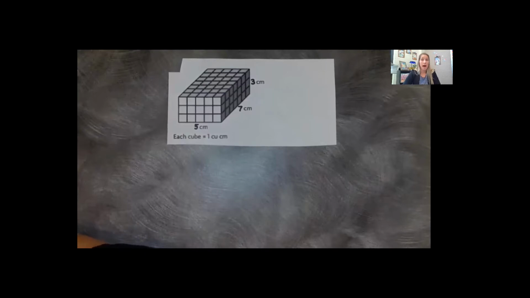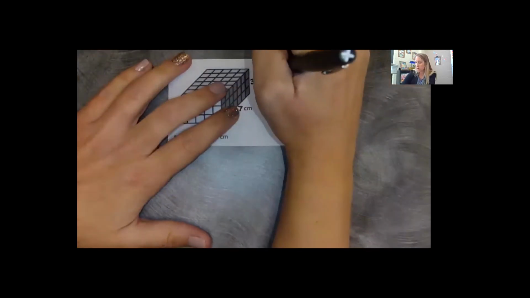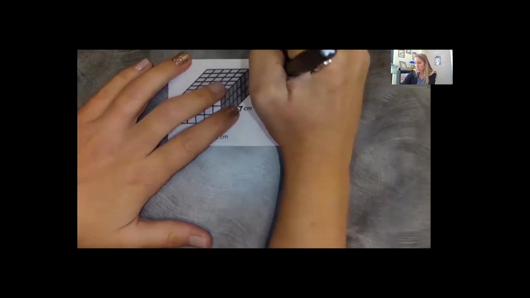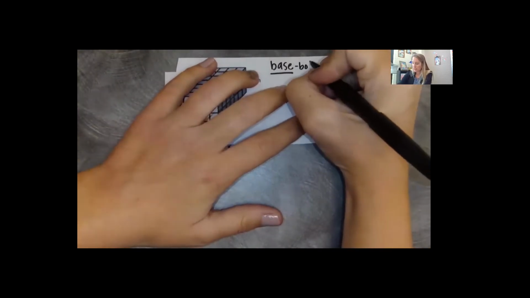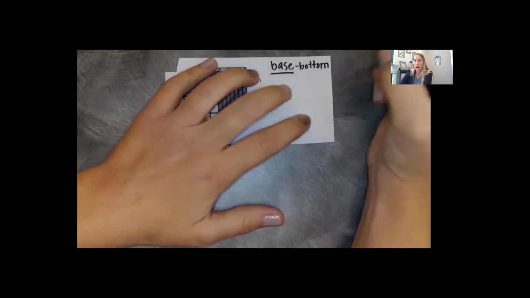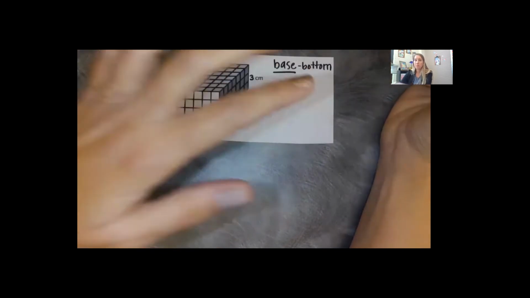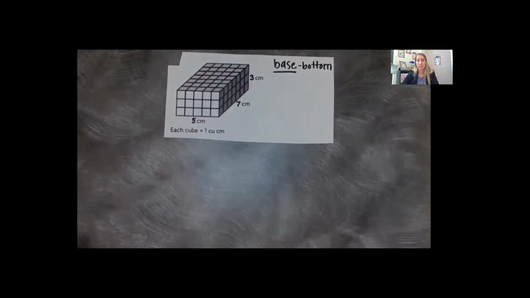First, we need to know how many unit cubes are in the bottom layer, or the base, of the rectangular prism. I want you to listen to that word. Base is a word we're going to use a lot. When we say the base of the rectangular prism, we mean the bottom of the rectangular prism. That's something you're going to want to commit to memory. It's so important when we're dealing with volume.